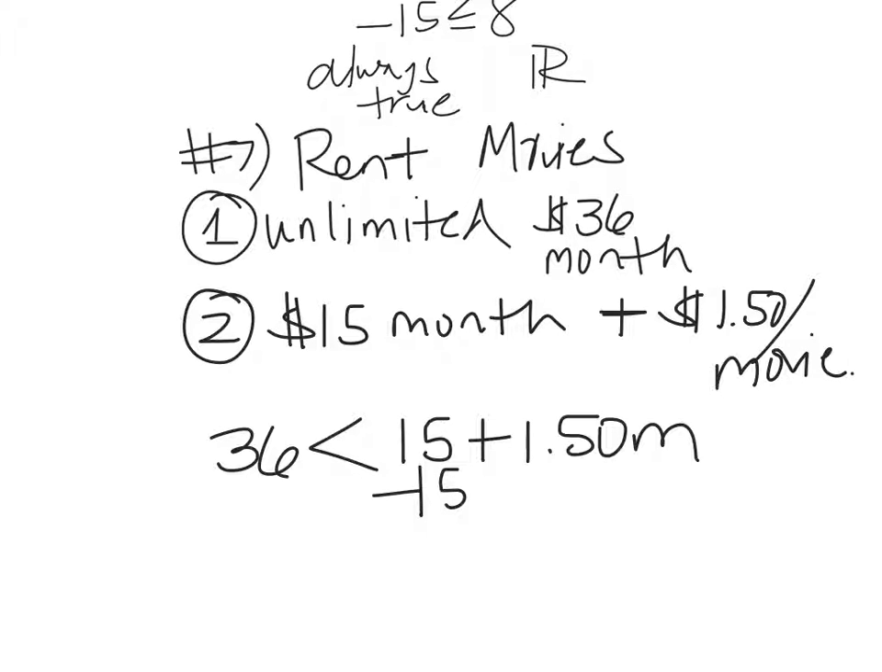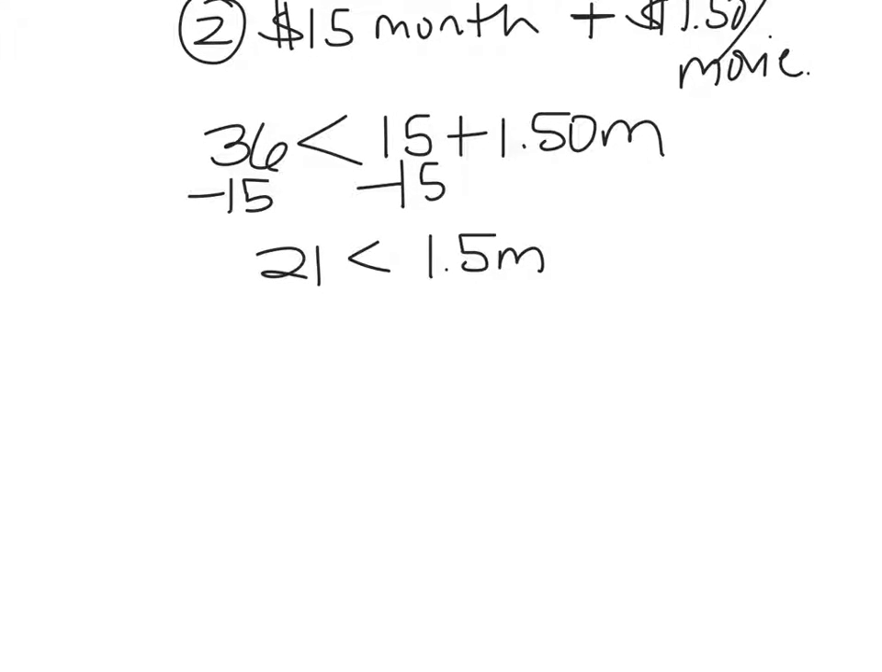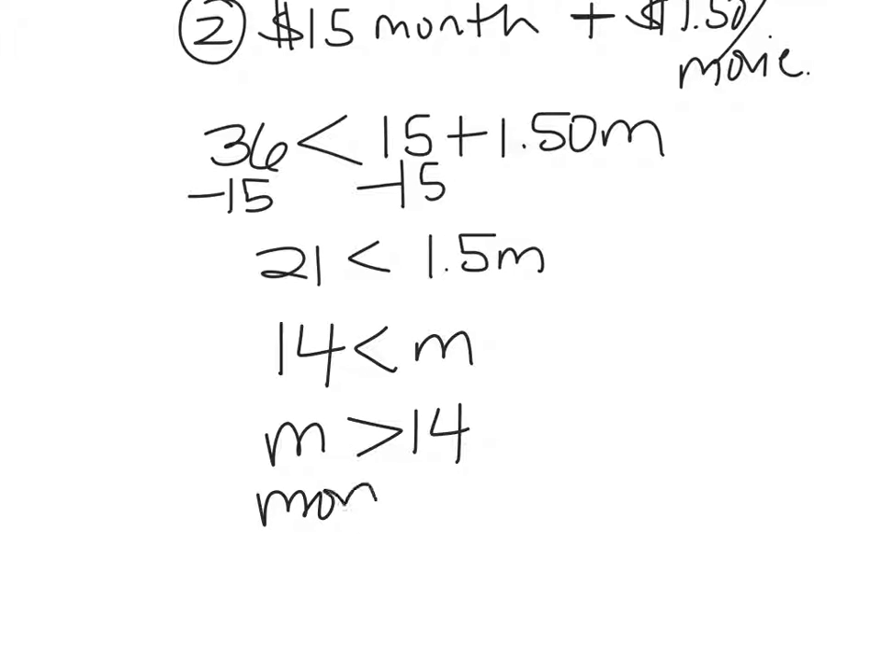So we're going to subtract 15. We get 21 is less than 1.5m. Divide by 1.5. 14 is less than m. A lot of people don't like it written that way. You might want to flip it around. Say m is greater than 14. So there's kind of a couple answers you can say. You can say more than 14 movies.